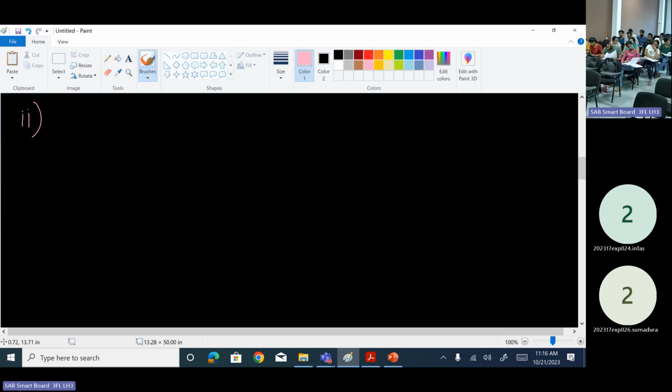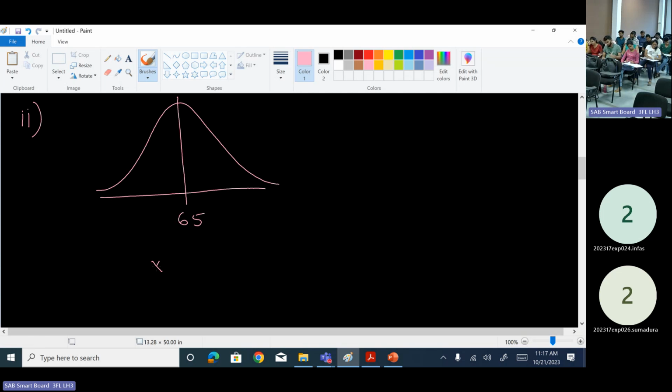Reverse problem. Probability is given, and we are asked to find the value. So we have to draw the structure, the X scale structure, with 65 at the center. Right. So failing.